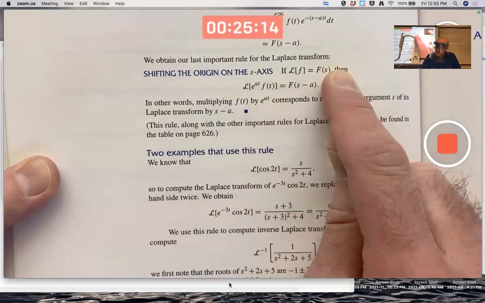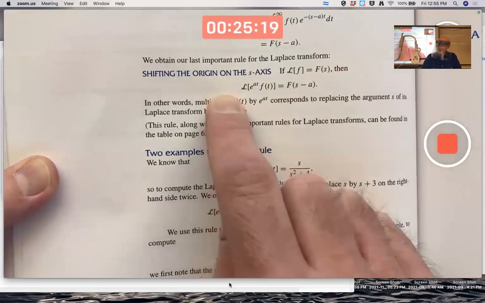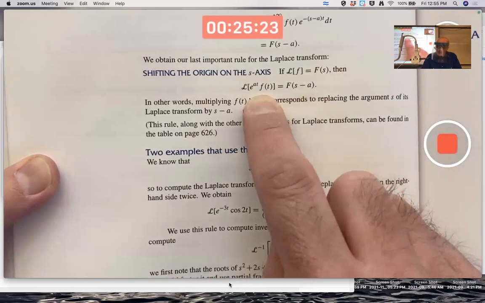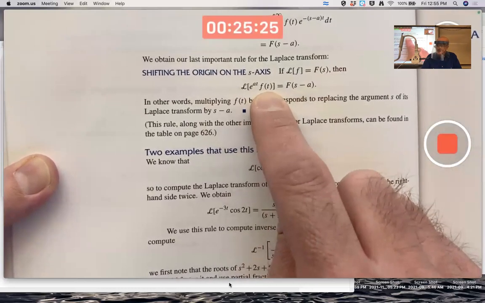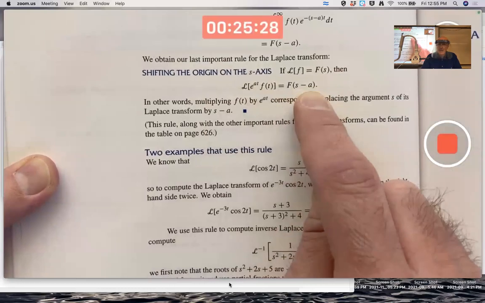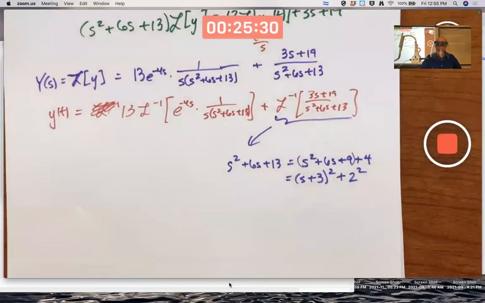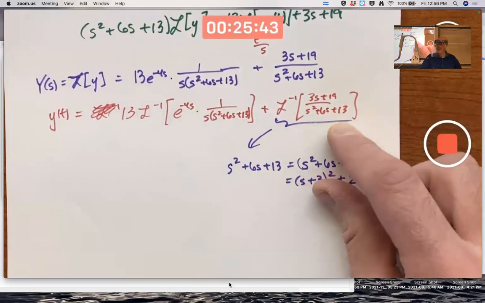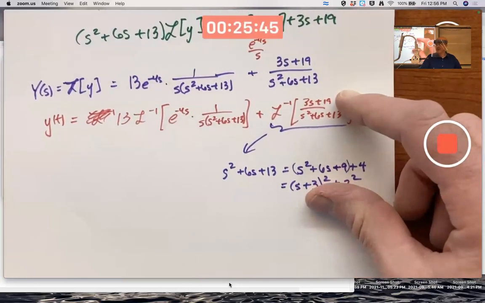How's this helpful? These properties are usually helpful in the other direction. The inverse Laplace transform of a function like this is a function like what you see inside there. S minus a, s minus a. How is s minus a relevant? Well, s plus 3 is s minus negative 3. A is negative 3. It's still in the bottom there, so you wonder what do we do about the numerator?